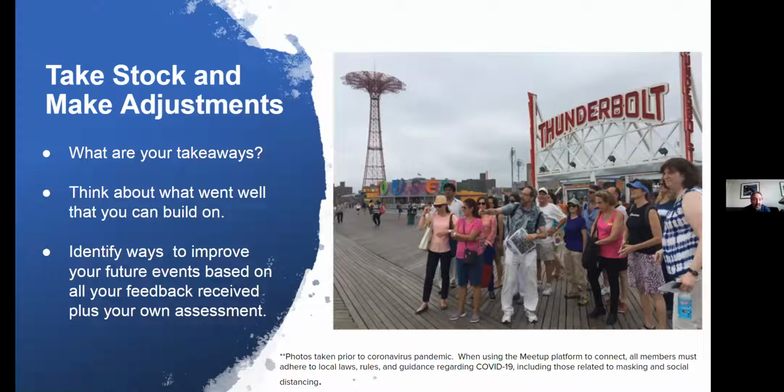So you want to think about what went well, and also what you can build on, what you felt you could do better next time. And by the way, even though I have done over 400 events, I would say most of them pretty successful, there's always something to be learned for the future. There's always some takeaway. Again, use the feedback that you got and your own assessment to build on your events for your future and make them successful.